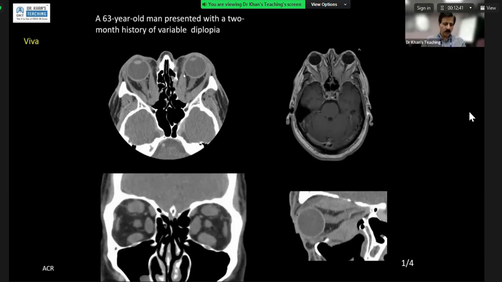Excellent. Now, if you see here, all of these muscles, this is the inferior rectus, medial and the superior, inferior, medial, and the superior.